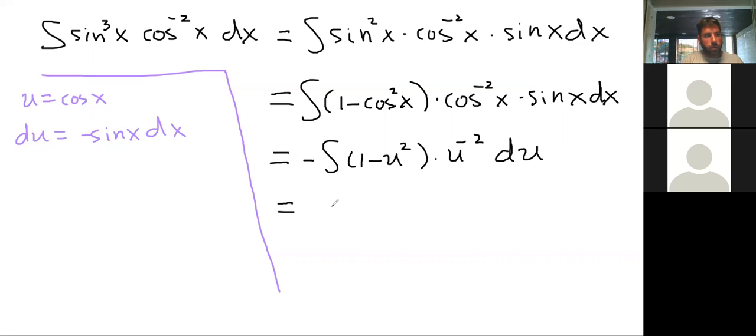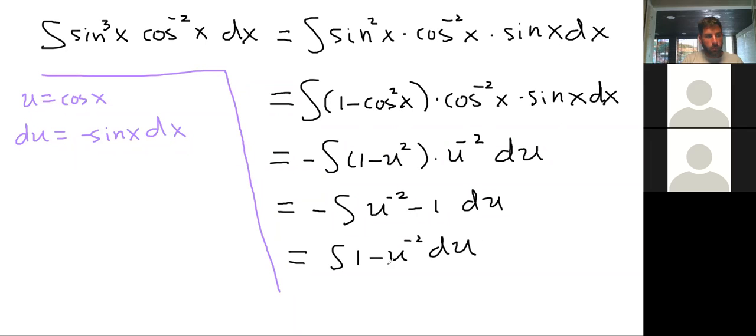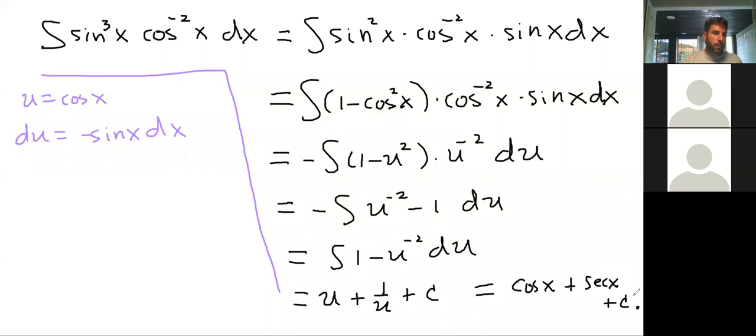And so I can distribute this u to the minus 2, so I get u to the minus 2 minus 1 du, which of course simplifies to the integral of u to the negative 2 minus 1 du, which is, add 1 and divide by it, so I get minus u plus 1 over u plus c. And so your final answer, as you guys always like to say, becomes cosine of x plus 1 over cosine, which is just secant, plus c. Yikes.